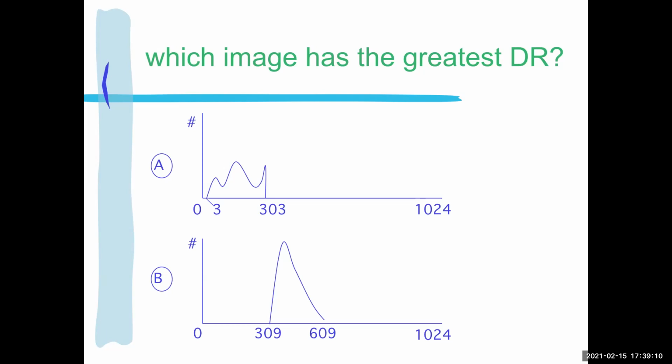So I've written the numbers here for you. These are two different images that are represented. One has the brightest pixel at 303, and the darkest is an intensity level of 3. Image B has its brightest pixel at 609, and the dimmest is 309. So which one has a greater dynamic range? Take a minute to do the math.